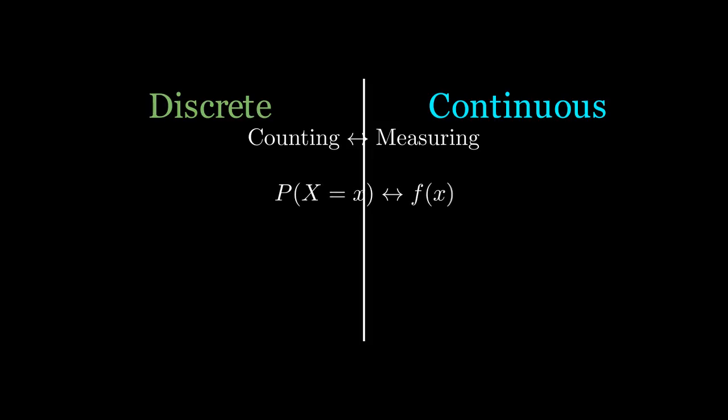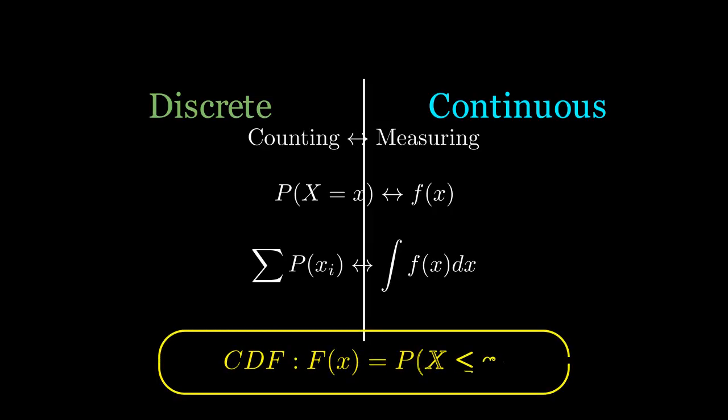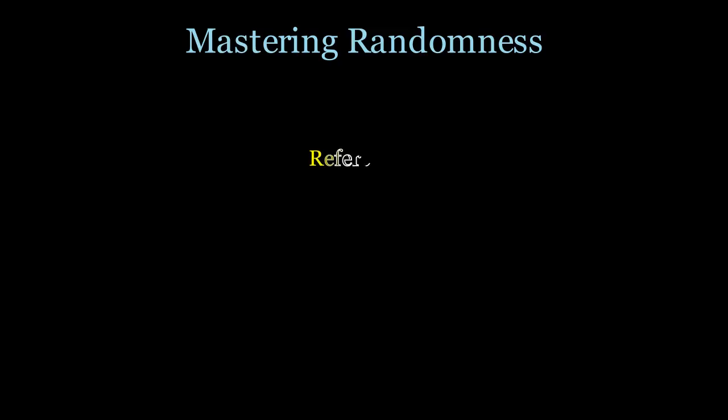To summarize the key differences, discrete is about counting, while continuous is about measuring. Discrete uses sums and probability mass functions, whereas continuous uses integrals and probability density functions. One of the most important tools connecting both is the cumulative distribution function, or CDF, which tells us the probability that X will take a value less than or equal to x. Understanding these concepts is the first step toward mastering machine learning, financial modeling, and scientific research. By converting the randomness of the universe into organized data, we can make sense of the chaos.